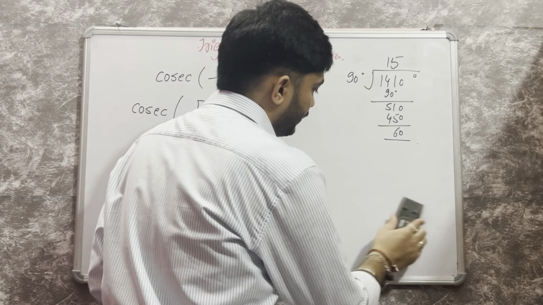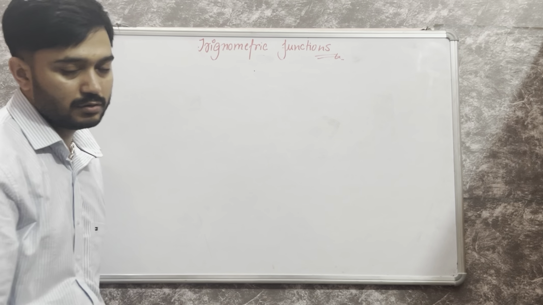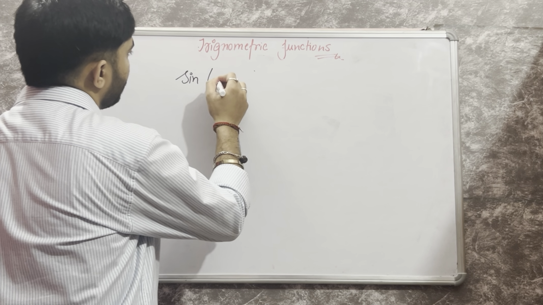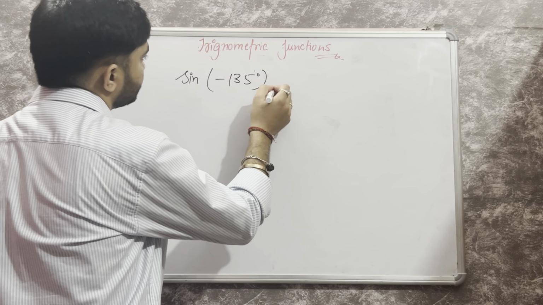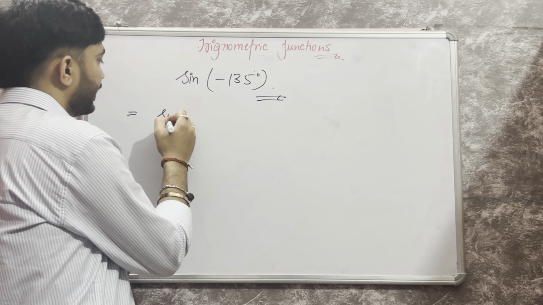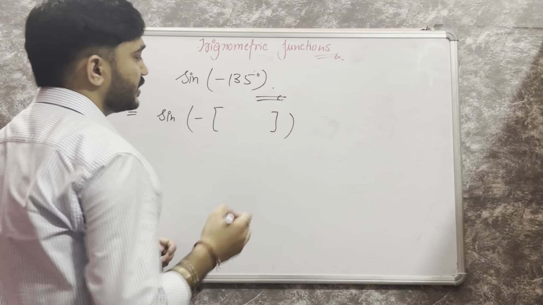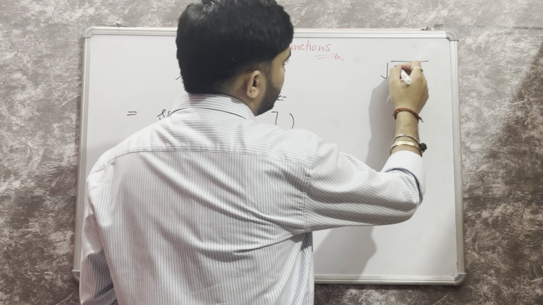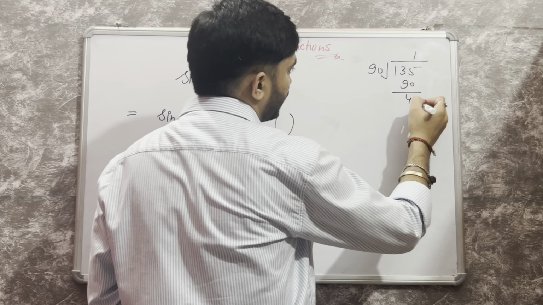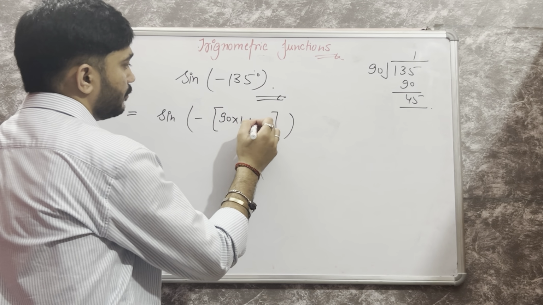Now based on it, we are going to solve two or three more examples. So let us move towards the second example, that is sine minus 135 degree. How are we going to solve it? Write sine as it is, minus outside the bracket, divide 135 by 90. 90 once is 90 and 45 will be our remainder. So 90 into 1 plus 45 degree.